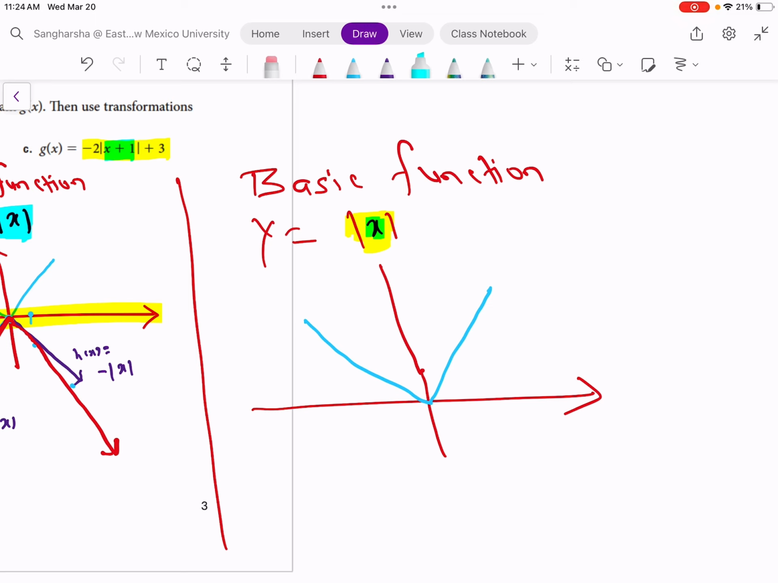And we have a plus 3 here. 3 has been added here. It means our 3 is missing here. And in order to get that positive 3, we have to add 3, right? So adding 3 means we are moving our graph vertically up by 3 units.